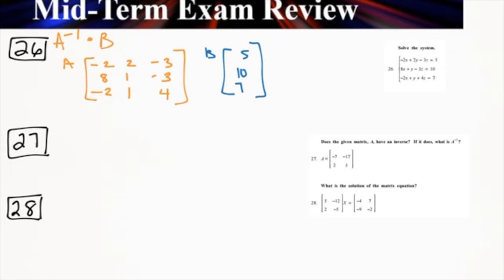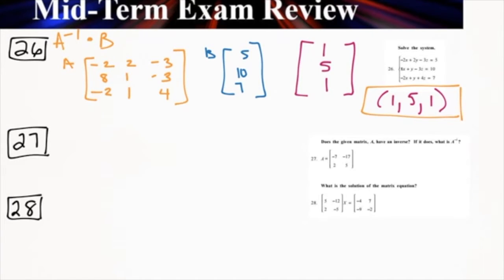Okay, so if I do A inverse B, the answer is going to be 1, 5, 1. That is our answer. And it may be in this format, 1, 5, 1. All right? Okay, let's do it again.